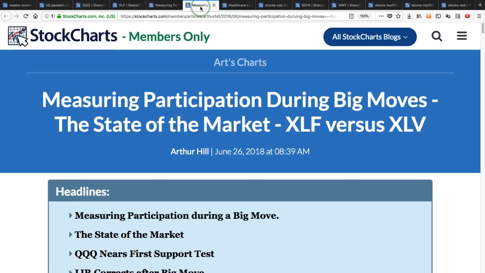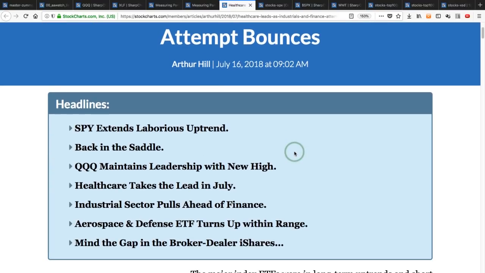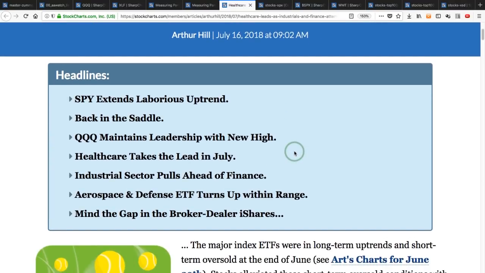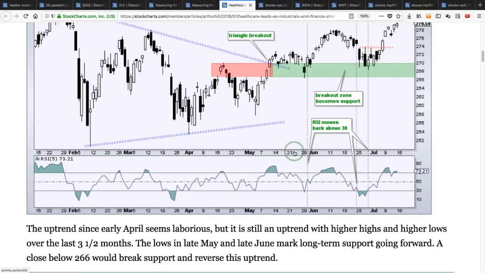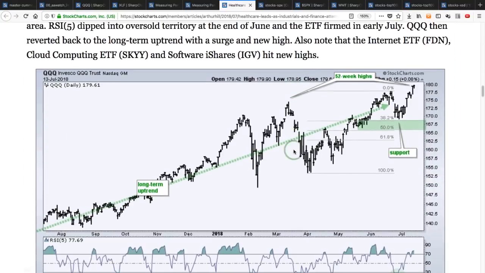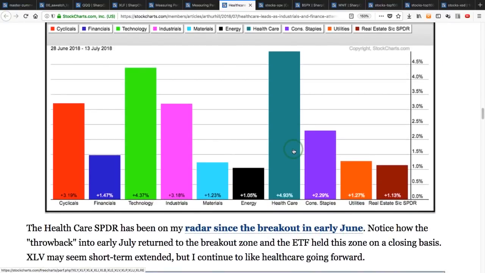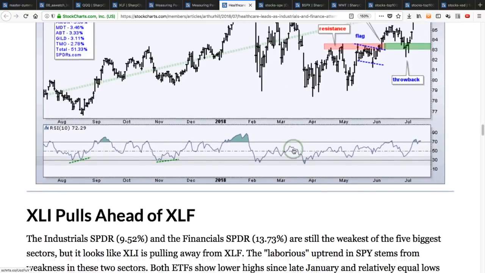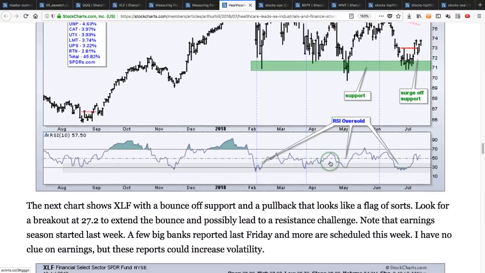Now also in Arch Charts on July 16th, I highlighted the healthcare, industrials, and finance sectors because they were making a move. And you can see here, if you go down, there's a picture of Jökulsárlón, which is a glacier lagoon in Iceland. But we had healthcare leading there in July, and I showed some more leadership. XLI was pulling ahead of XLF, but there was the breakout within the pattern, if you will. A bounce off support. That was the early entry.